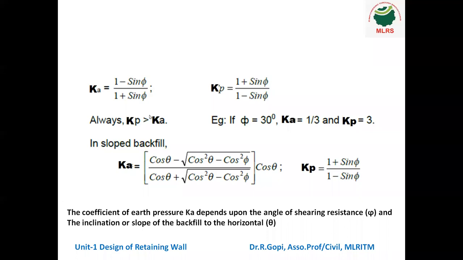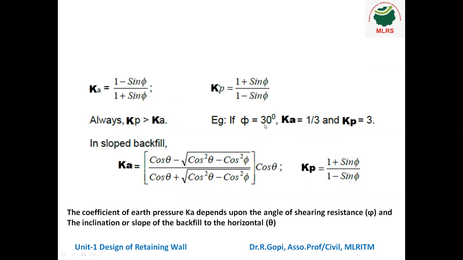Okay, what is meant by phi? Phi is nothing but the angle of repose or angle of internal friction. Ka is the coefficient of active earth pressure, and Kp is the coefficient of passive earth pressure. So 1 minus sin phi divided by 1 plus sin phi is for Ka, and 1 plus sin phi divided by 1 minus sin phi is for Kp. So always Kp is greater than Ka.